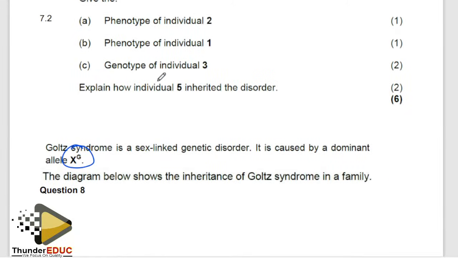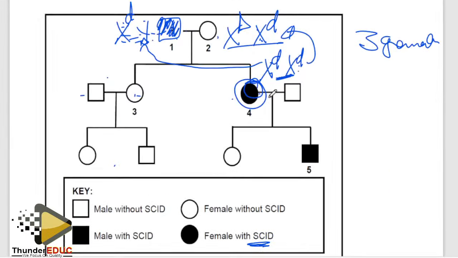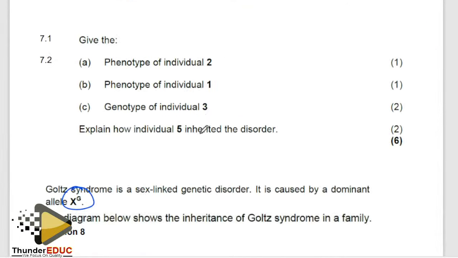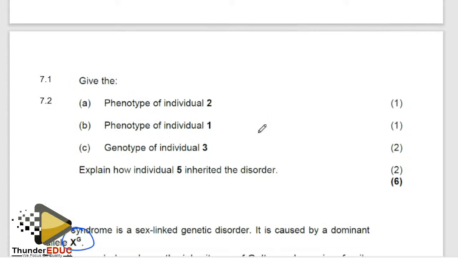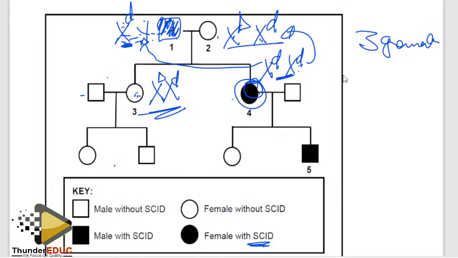And then they're saying to identify the genotype of number 3. Remember this person is sick, and is a female. She's going to give one chromosome from there, but because the mother is normal, the mother gave her this, therefore it's going to be that way, because they say the genotype. They say explain how individual 5 inherited the disorder. Individual 5 is small d. Therefore we're going to say that individual 5 got one recessive allele from the mother and then one recessive allele from the father.